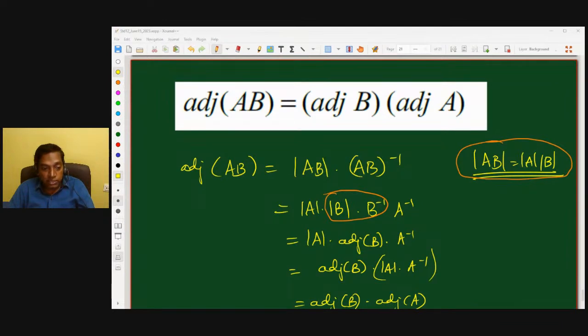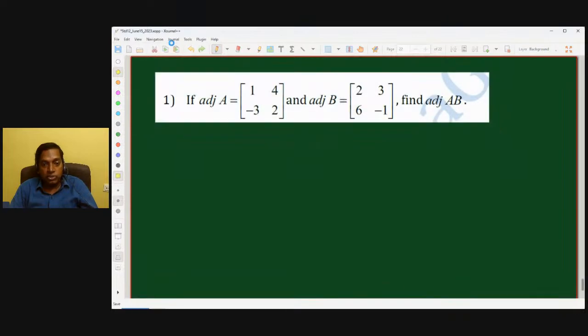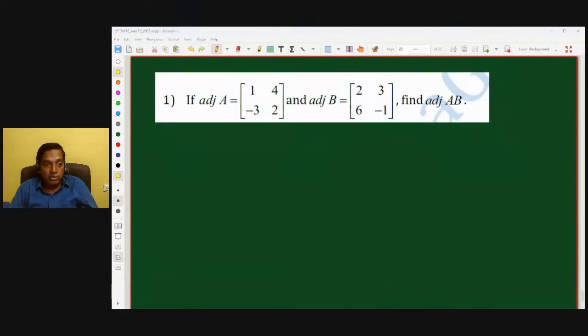Let's start with some questions on adjoint. Find adjoint AB. Adjoint A is this, adjoint B is this. Do question 1 in the worksheet.